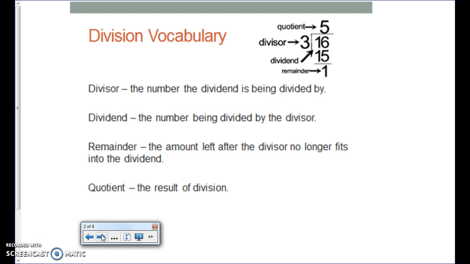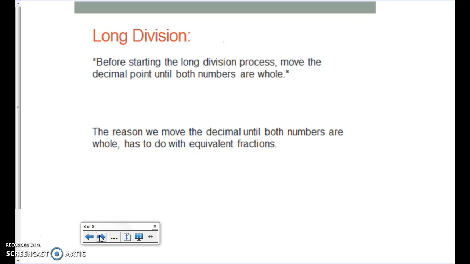The dividend is the number underneath the division sign. So 16 would be the dividend. The divisor is the number you're finding out how many times it will fit into the dividend. The quotient is the result of a division problem. And your remainder, which I would like you to write as a fraction, is what's left over. But today we're doing decimals, so things might be a little different. Let's take a look.